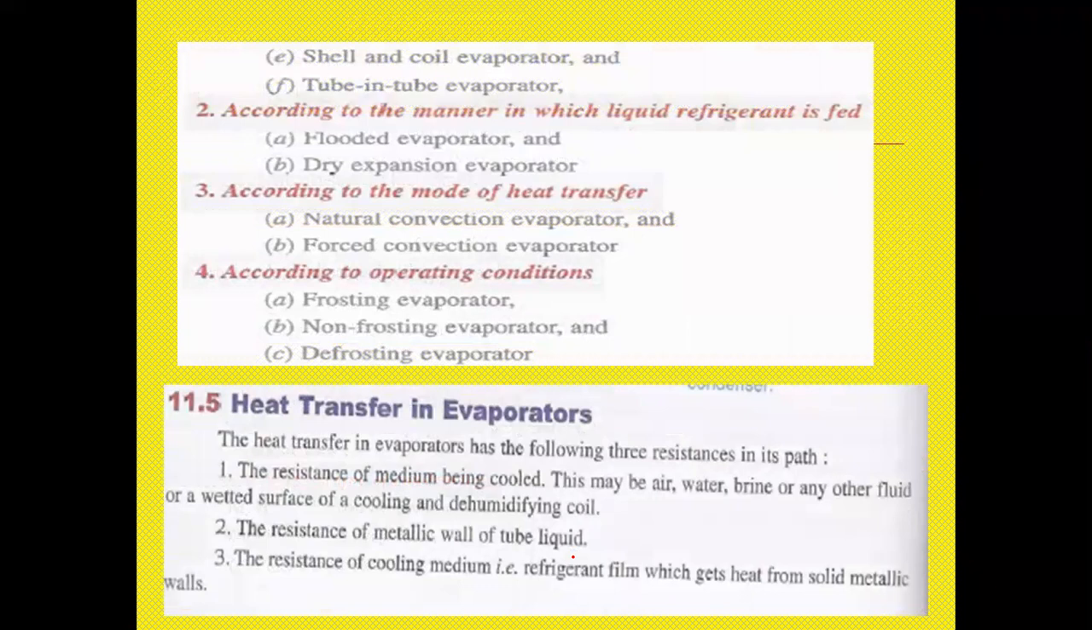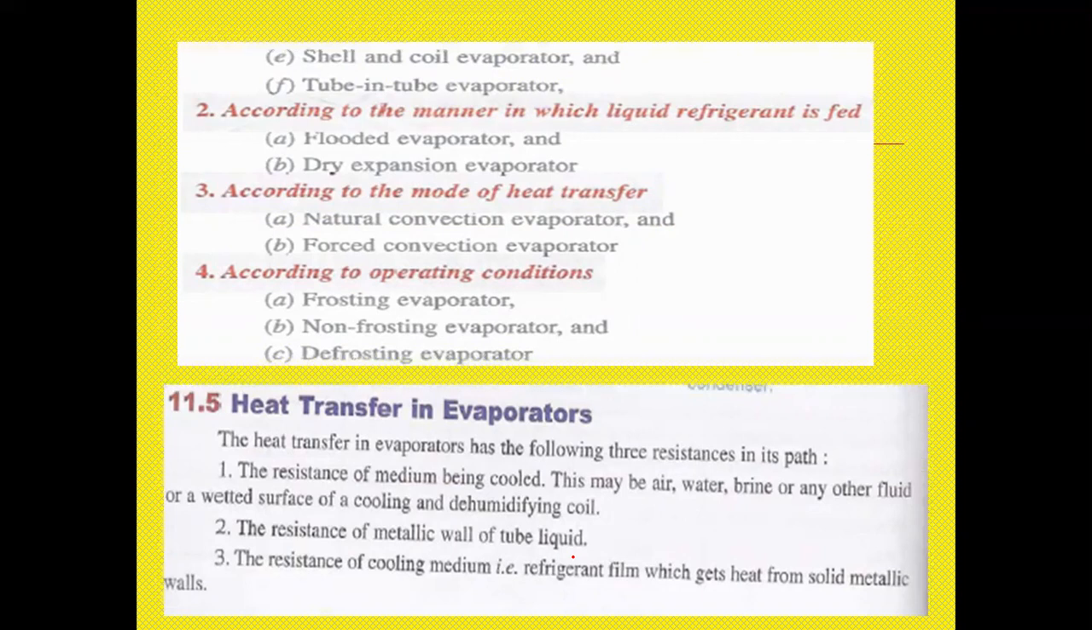Next one is the shell and coil evaporator. Next one is the tube in tube evaporator. So these are the six types of evaporators based upon the construction.